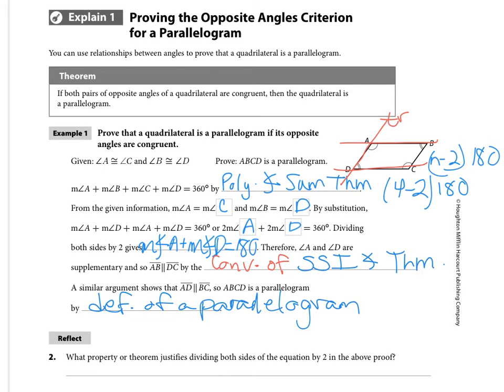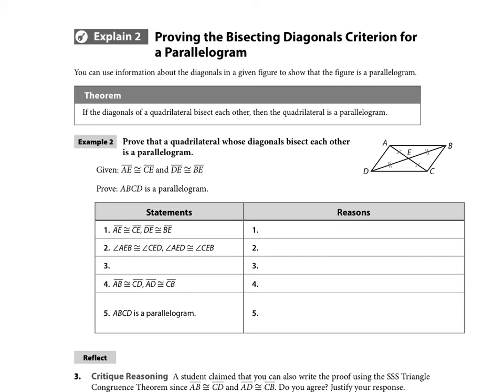Let's go to the next proof on the next page. Explain 2. This is the last thing that we're going to be able to prove, and this is proving that if the diagonals bisect each other, then it's a parallelogram. So this time we know to begin with that the pieces of these diagonals are equal, that they cut each other equally. So that's our first given, that AE is congruent to CE, and that DE is congruent to BE, and we can write that that's a given.